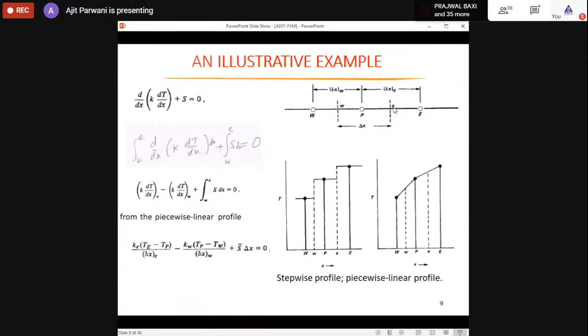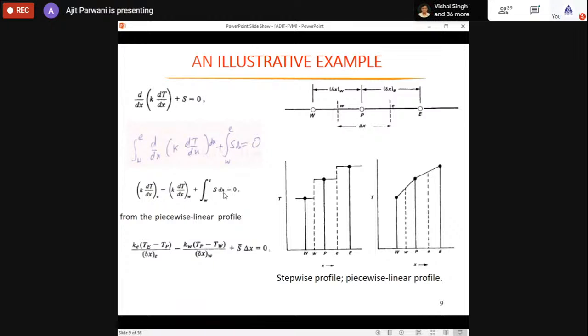Similarly, if the source function is also having some variation, like source is also a function of temperature. For calculating the value of the gradient of the temperature, I use the linear profile, right? So for calculating the source term, shall I use the same linear profile? So it is also not necessary. You can use any profile for calculating the temperature for the source term.